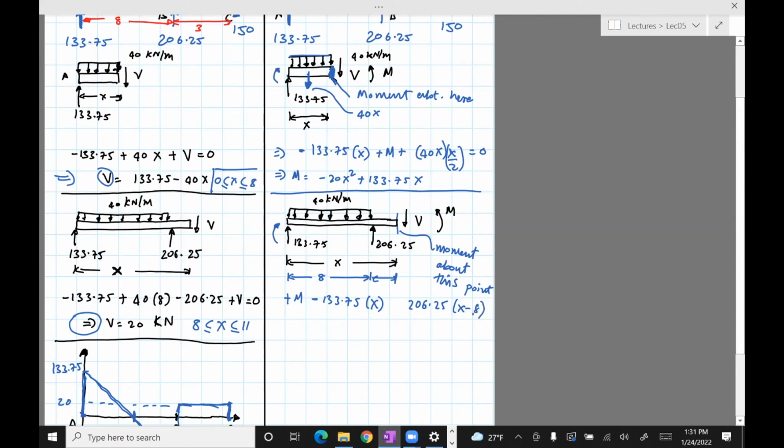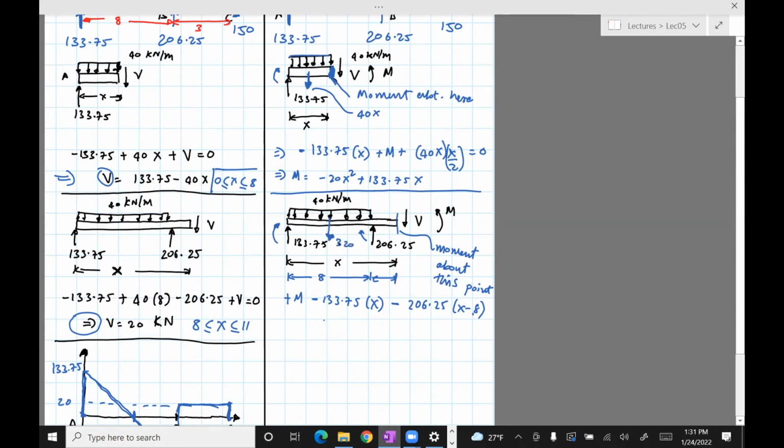And then the sign on that would be, since this force is upward, it's going to create a clockwise torque, so a clockwise movement, negative. And then the 40 kilonewton per meter force acts in x in its entirety. So the force due to that is going to be 40 times 8, 320. And that force will act midway of this part of the beam, so it's going to act at 4 meters from the left. So that's going to be 320.